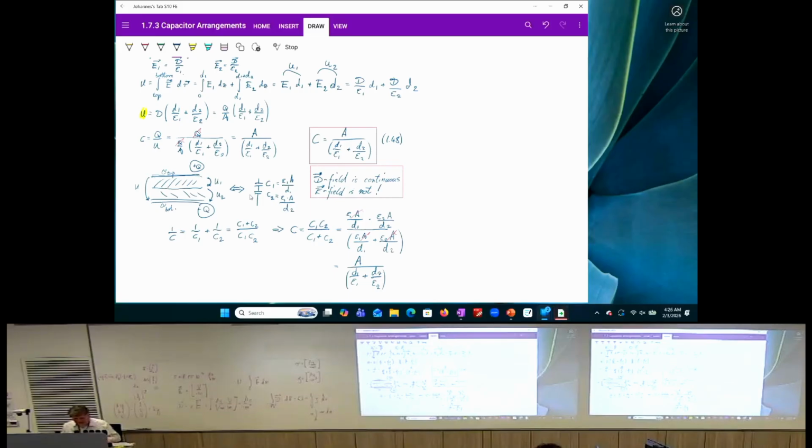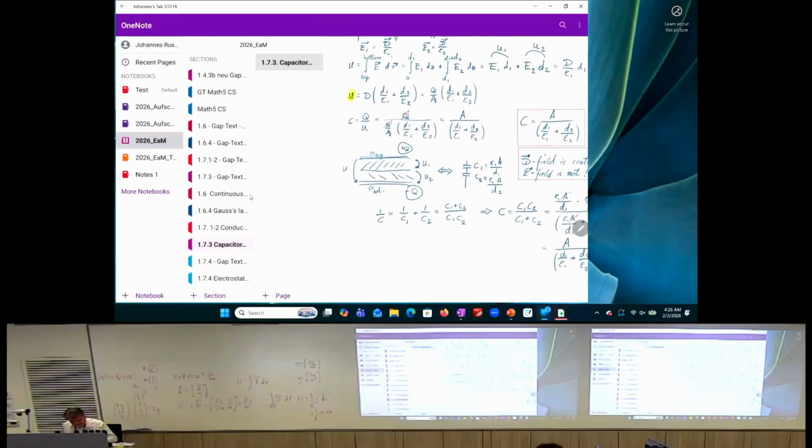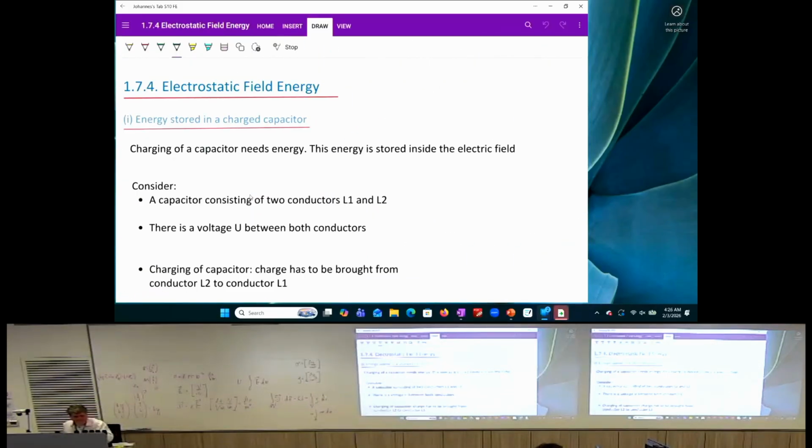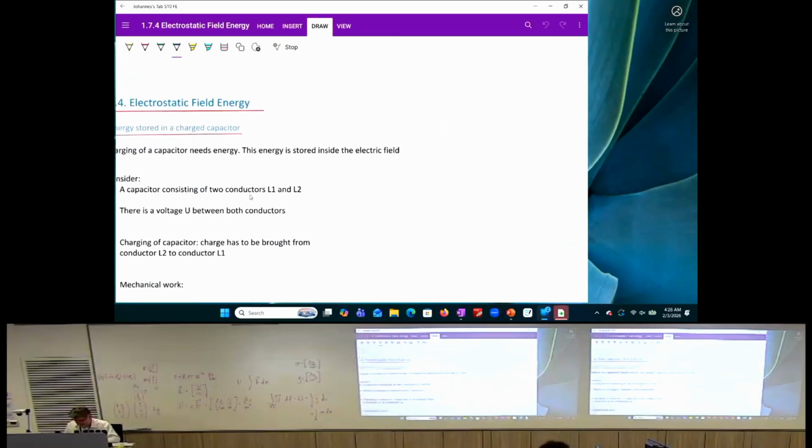So thus far we have assumed that we have a charged capacitor. Now we want to look a bit into this charging process, how we can figure out the energy that is being stored in the capacitor. And for that, we have to look at the charging process. And I want to depict this here for you.